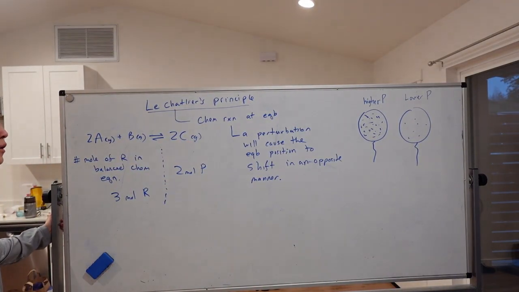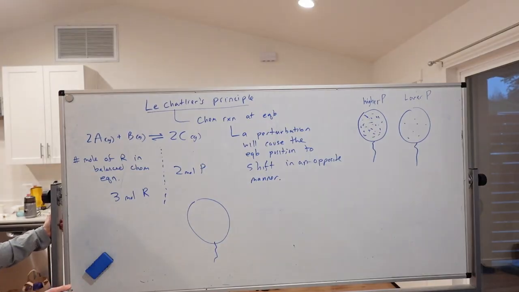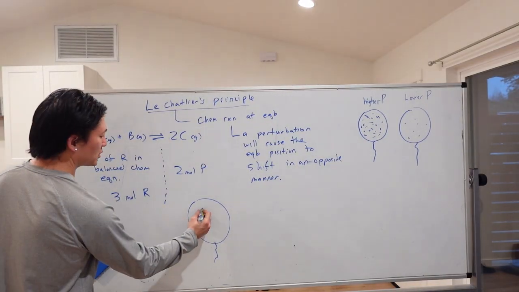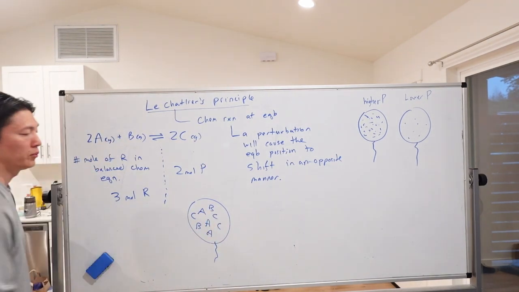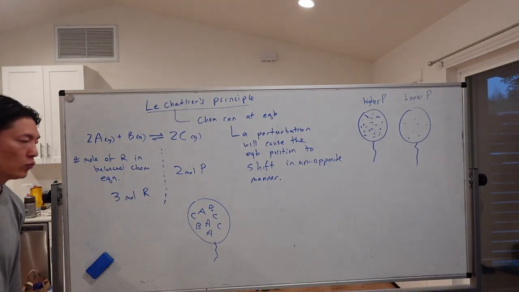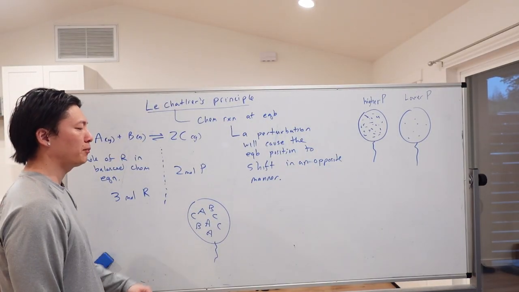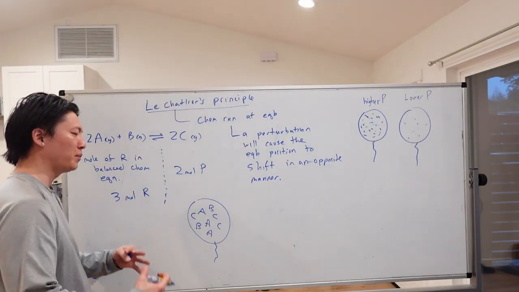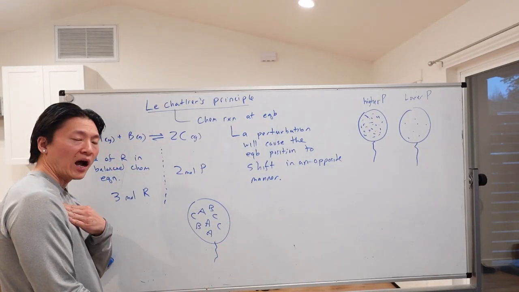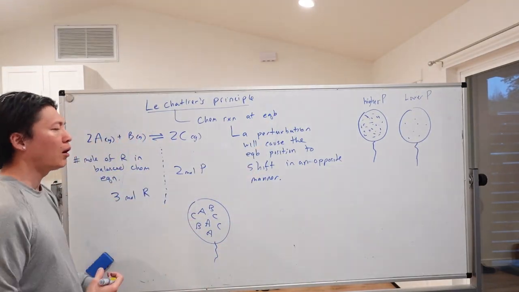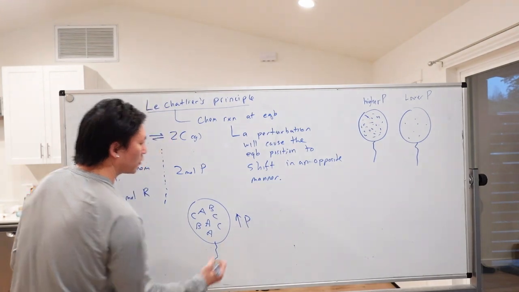Alright, so let's draw a picture. Let's say there are A's and B's and C's in here, and we're at some equilibrium. What would happen if I take this balloon and increase the pressure by squeezing the balloon to make it smaller? I am the perturbation. I'm going to bother this equilibrium chemical reaction by increasing pressure.